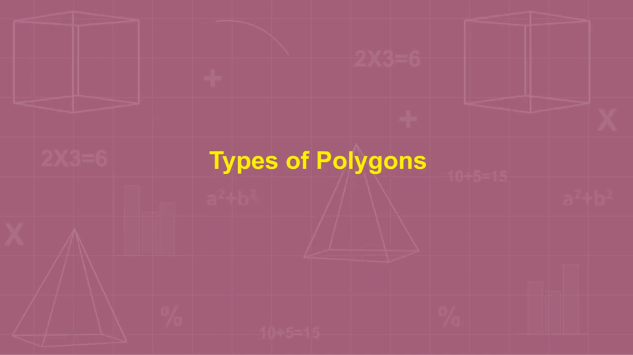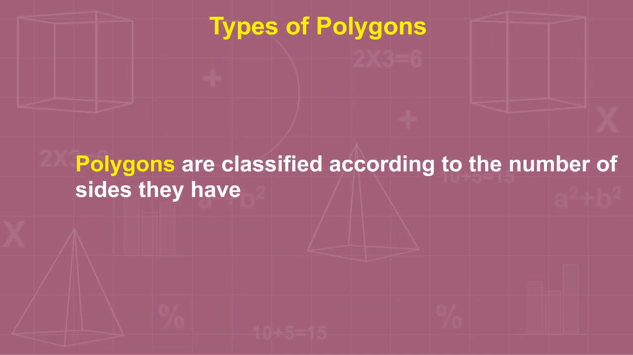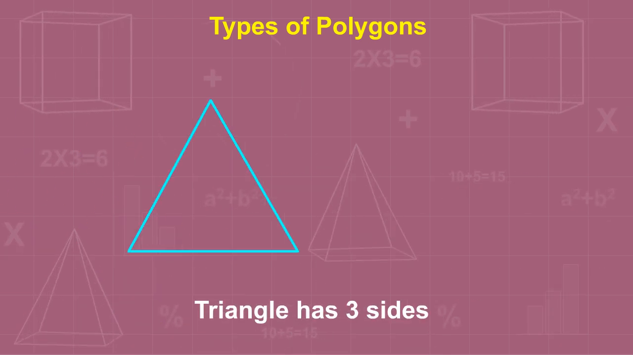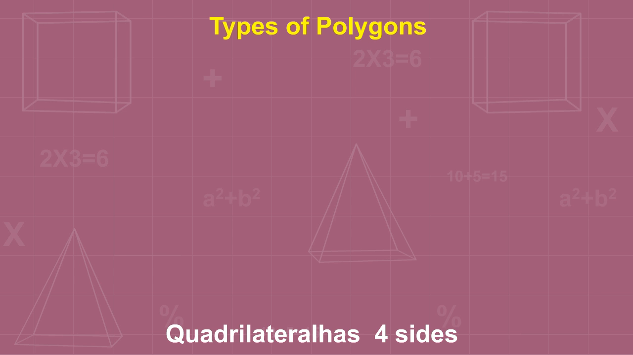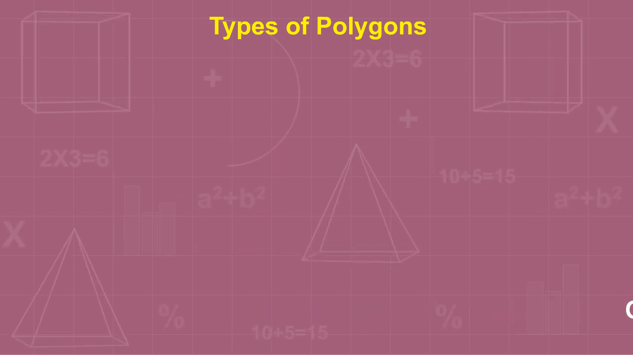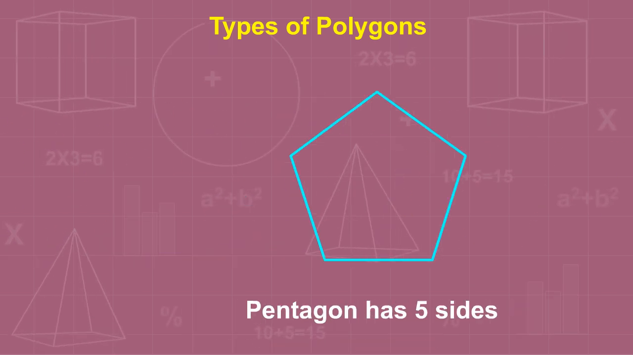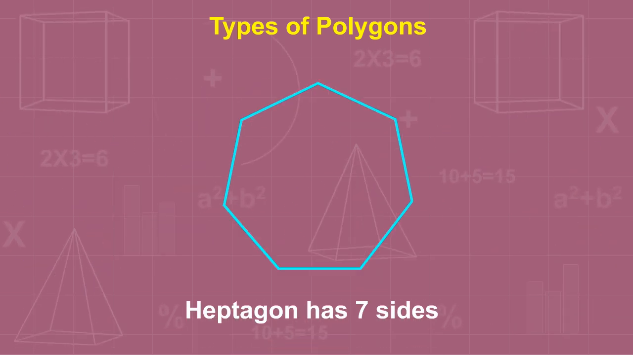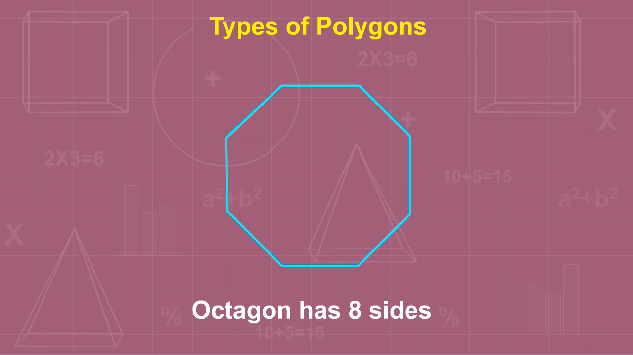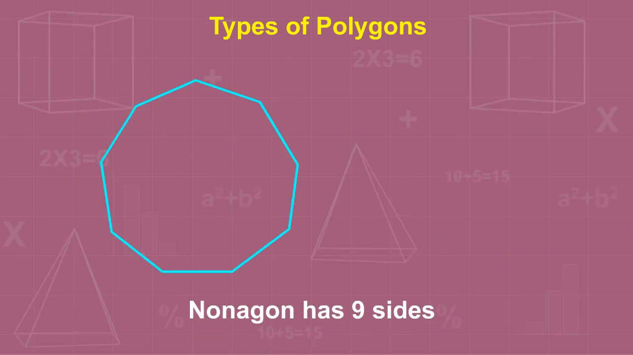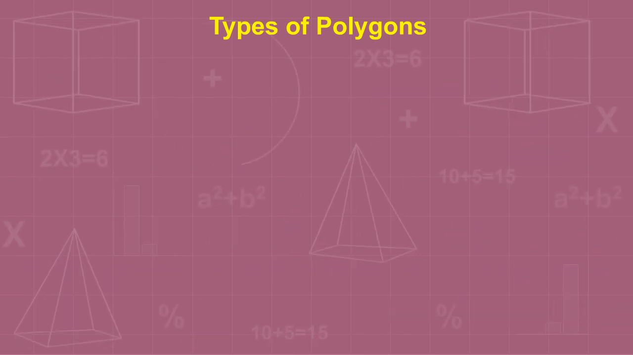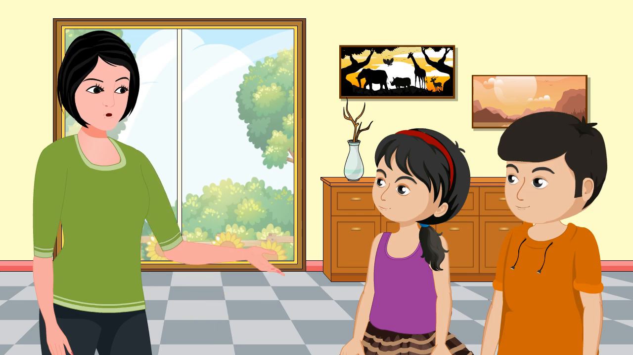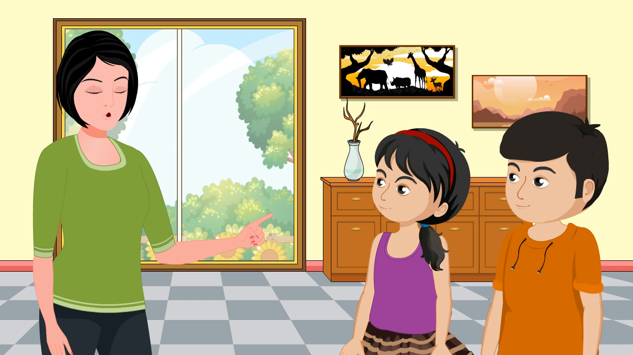Types of polygons. Polygons are classified according to the number of sides they have. A triangle has 3 sides, a quadrilateral has 4 sides, a pentagon has 5 sides, a hexagon has 6 sides, a heptagon has 7 sides, an octagon has 8 sides, a nonagon has 9 sides, and a decagon has 10 sides. Hope you have understood what we learned till now.